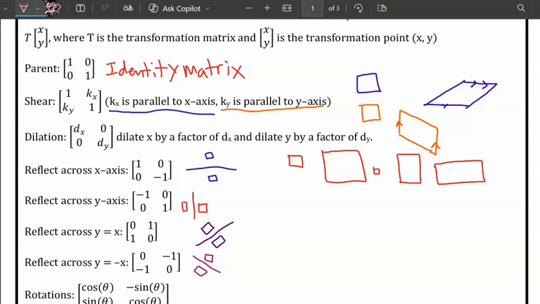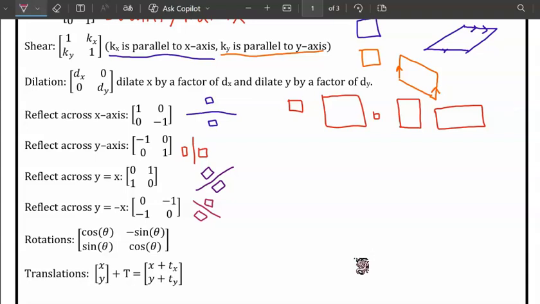And then for rotations, here's the official formula for it. We have cosine theta, negative sine theta, and cosine theta. You'll mainly do basic rotations such as 180 degrees or 90 degrees, either clockwise or counterclockwise. So remember, this way would be clockwise, and then the other way, this way, would be counterclockwise.